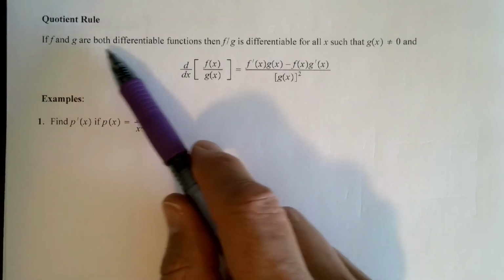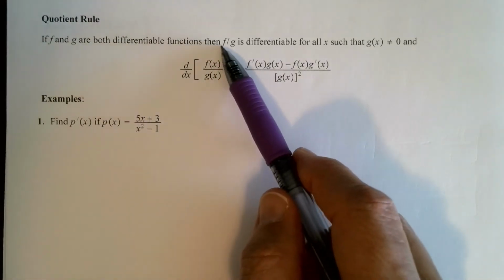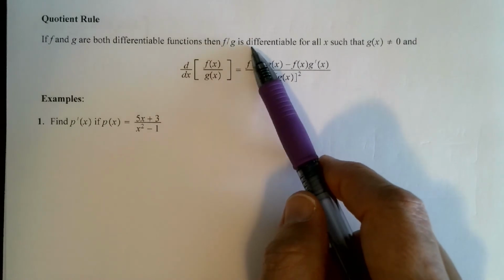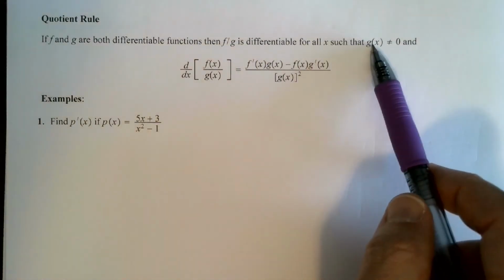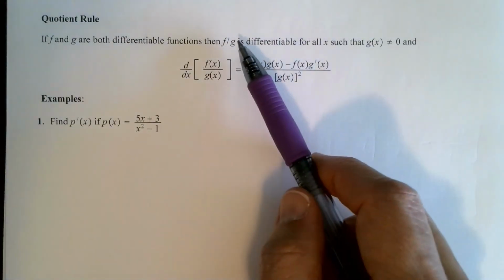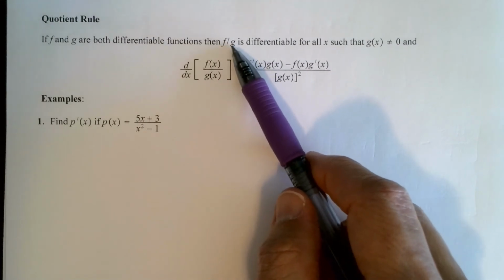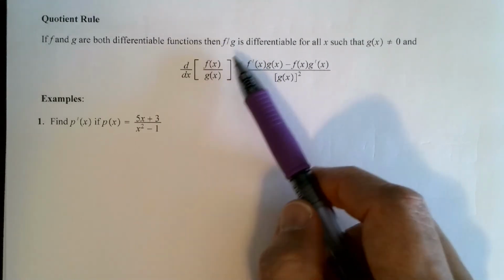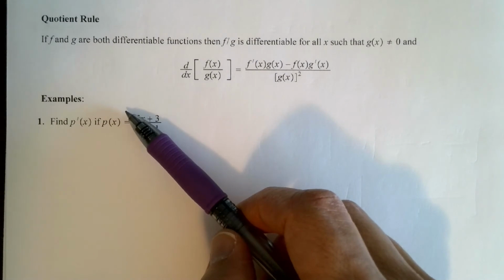So if f and g are both differentiable functions, then the quotient f divided by g is differentiable for all x such that g of x is not equal to 0. So notice we have to make sure the output to the function g is not 0, otherwise the division problem would be undefined. And here it is.